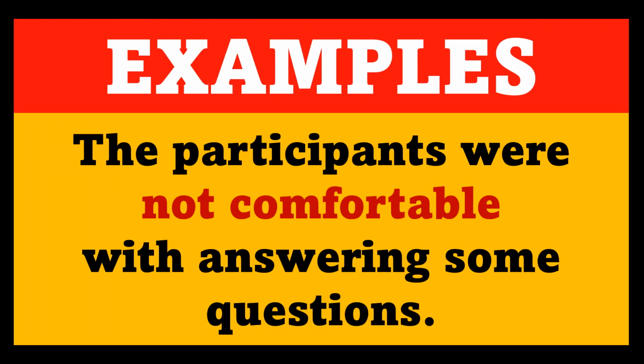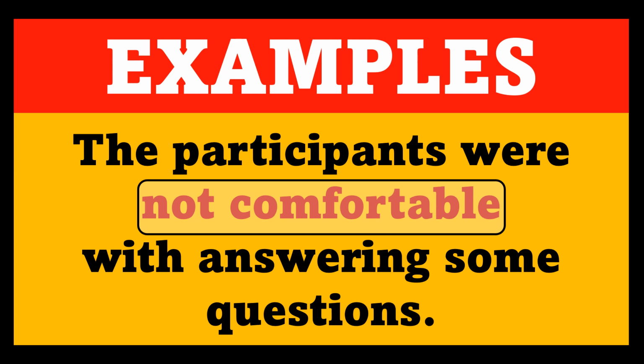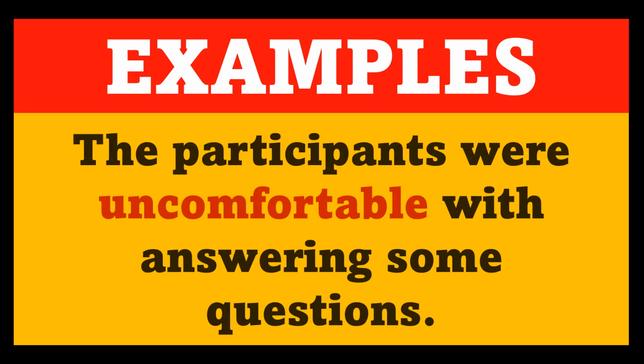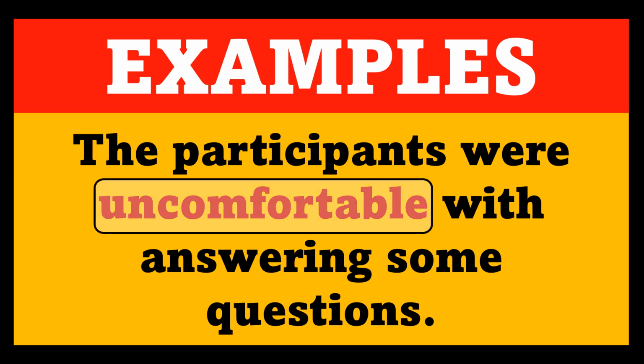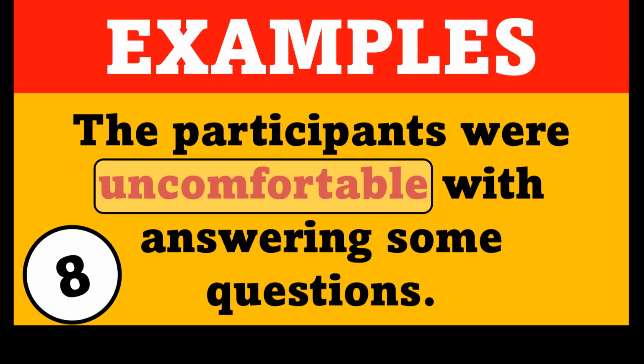In academic contexts, we might write something like, the participants were not comfortable with answering some of the questions. We have the negative form of were with the adverb not, and then we say comfortable. That is 9 words in total. However, if we change the word comfortable to uncomfortable, we eliminate the need for that negation. The participants were uncomfortable with answering some questions. Now it's only 8 words.